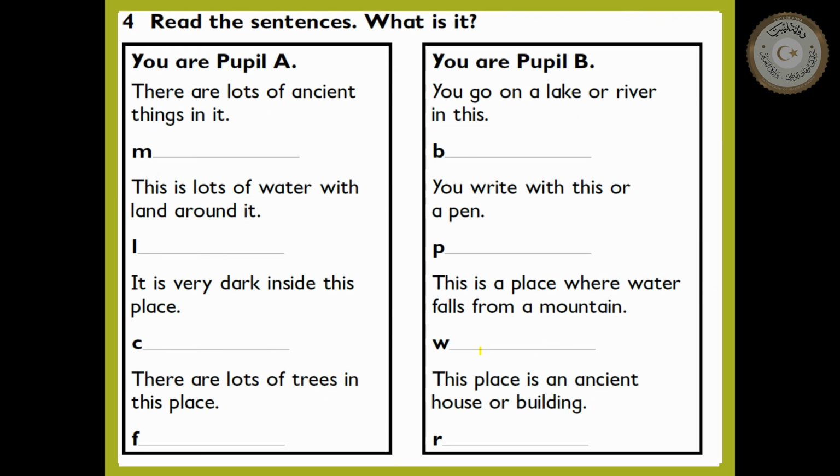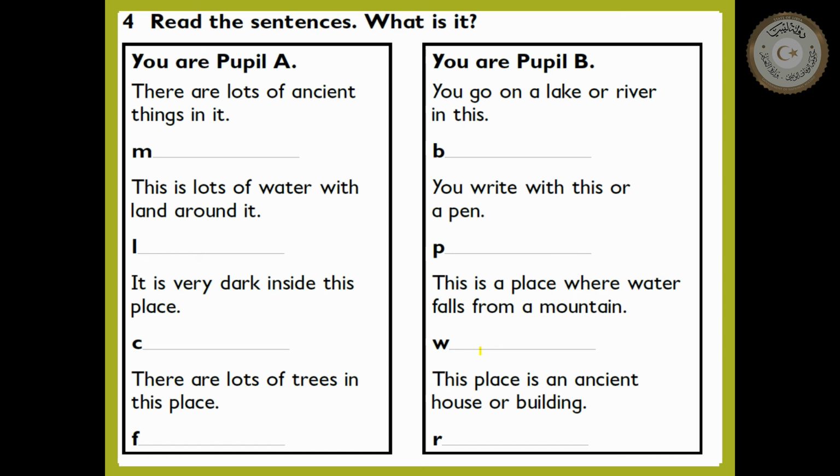Number 4, read the sentence. What is it? Can you see here? We have A and we have B. So I will divide you into two groups. Group A, girls, and Group B, boys. So girls answer only under A and boys answer only under B. So I'm going to start now with number 1. There are lots of ancient things in it. What is it? It's a place, and this place starts with M.